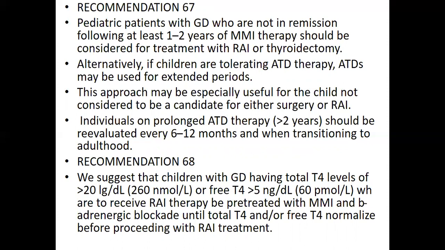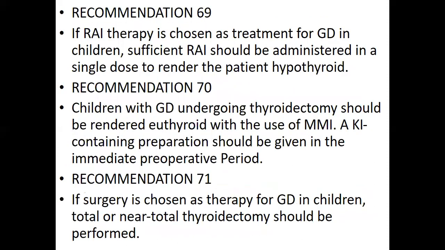It is suggested that children with Graves' disease having total T4 of greater than 20 nanogram per deciliter or free T4 greater than 5, who are to receive radioactive iodine therapy, be pre-treated with methimazole or beta blocker until the total T4 and the free T4 normalize before proceeding with radioactive iodine treatment.